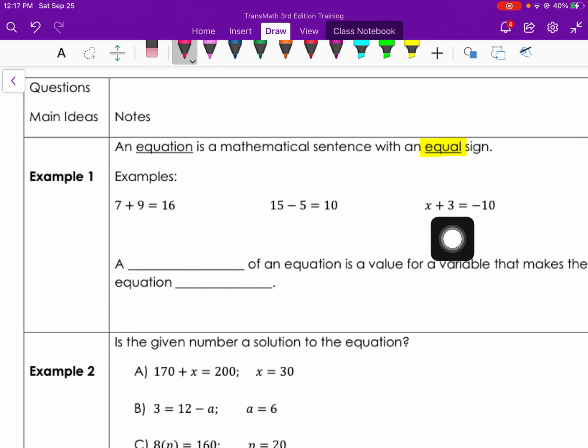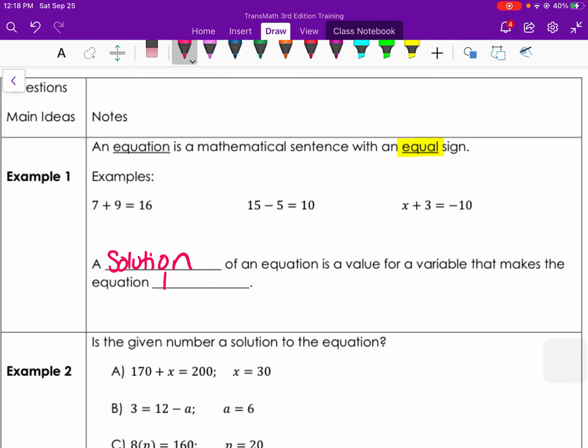And then we have an algebraic equation or a variable equation like x plus 3 equals negative 10. So these are all examples of equations. It's a mathematical sentence that has the equal sign. So today we're going to focus on finding solutions. A solution of an equation is a value for the variable that makes the equation true.